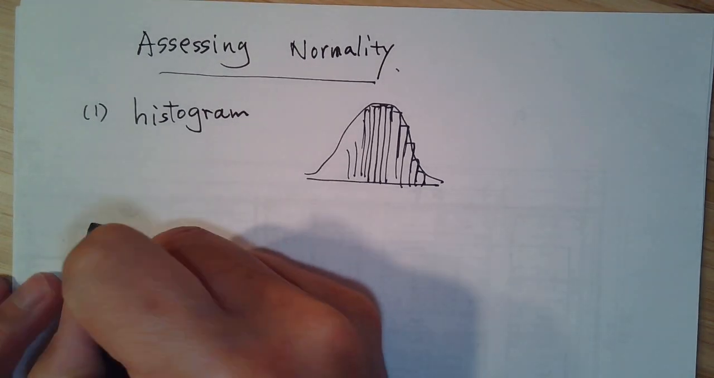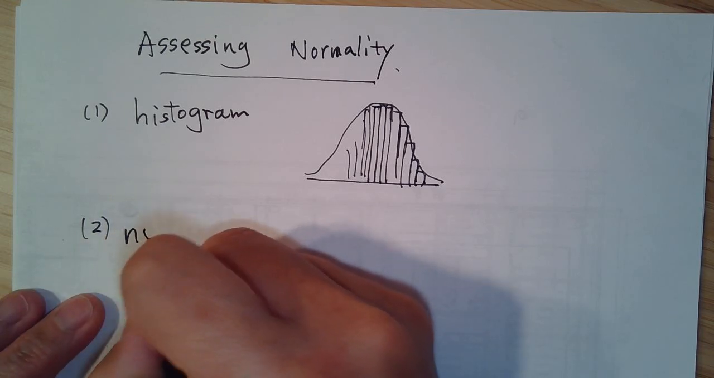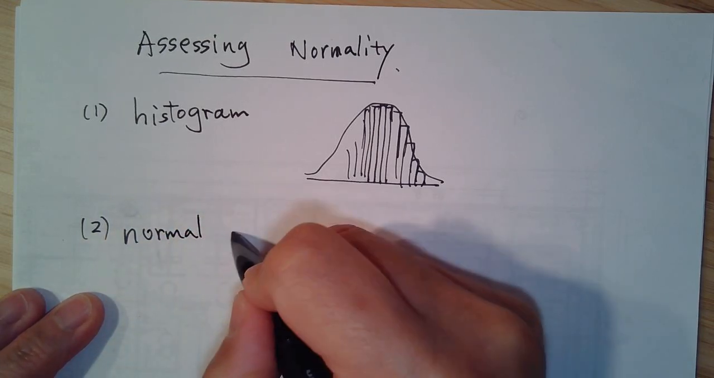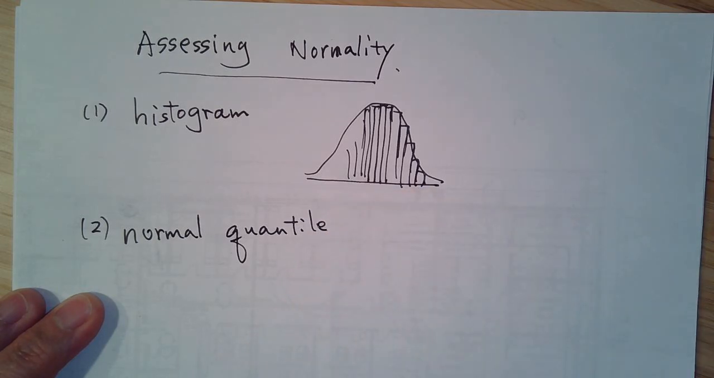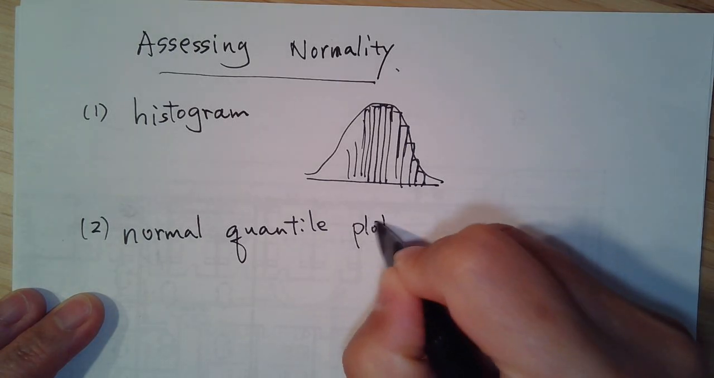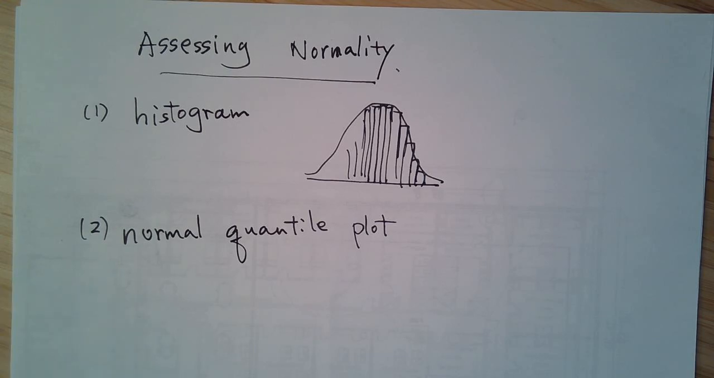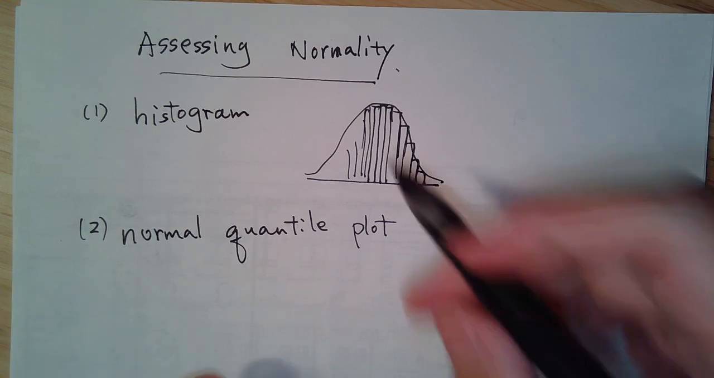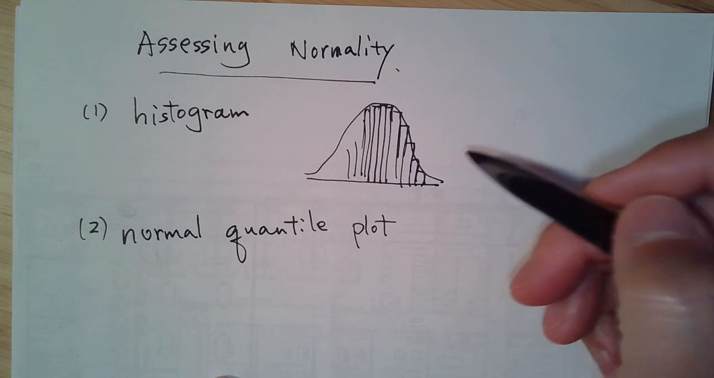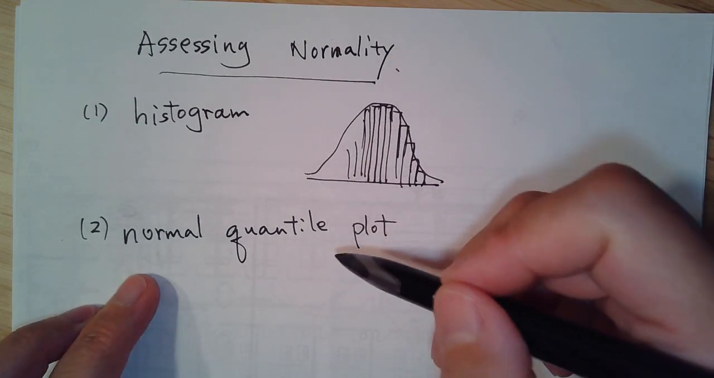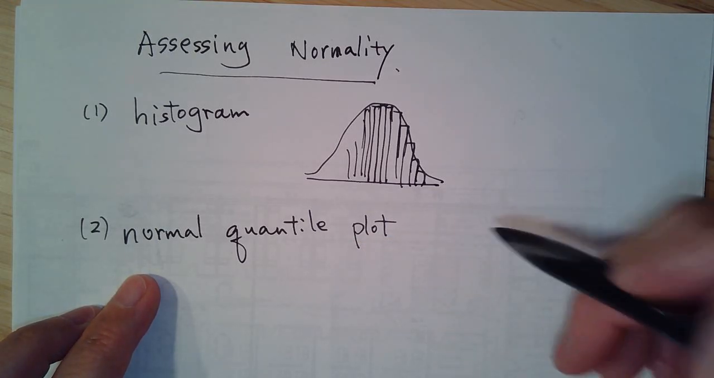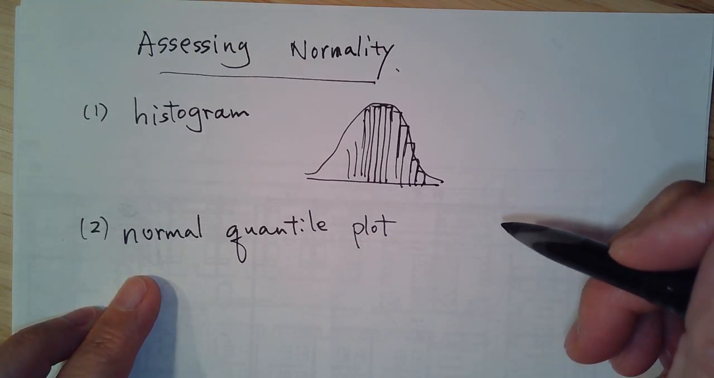All right, and number 2 is called the normal quantile method, or we also call that a normal quantile plot. It means a graph. What does that mean? If you have a data distribution that looks like a normal, bell-shaped, and you graph this normal quantile plot, you are going to get a straight line. If it's not, then it's not normal.